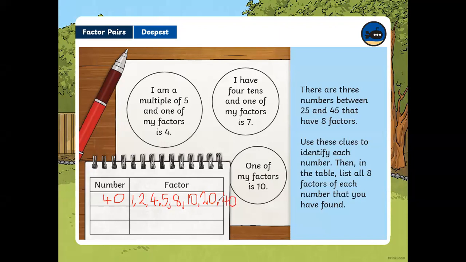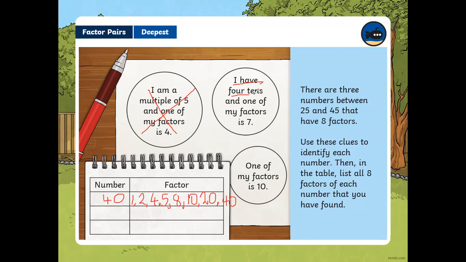40. Do you understand? So these are all the factors for 40. That's now you have solved one part. You have solved out of 3 numbers to find, you have done 1. Okay? All right. Let's go to this.